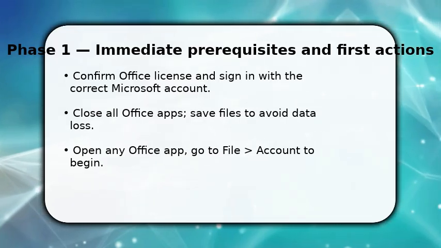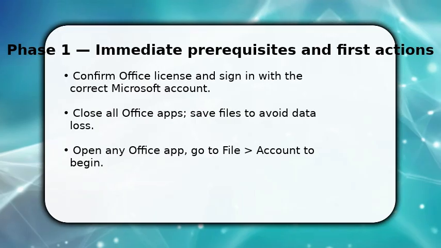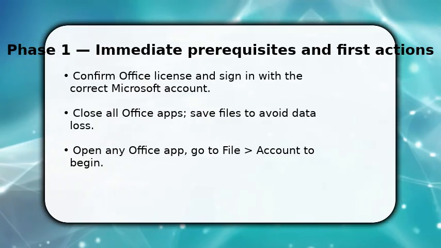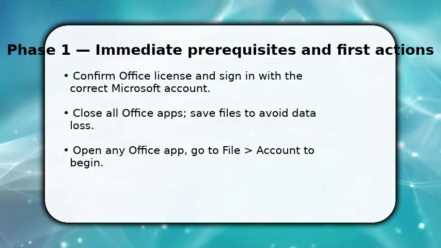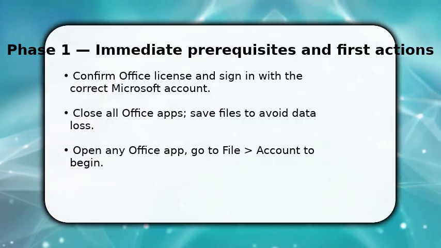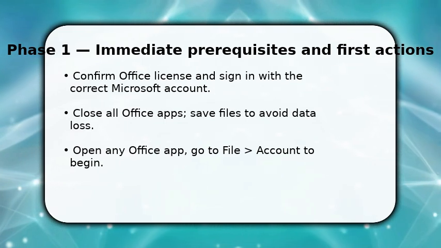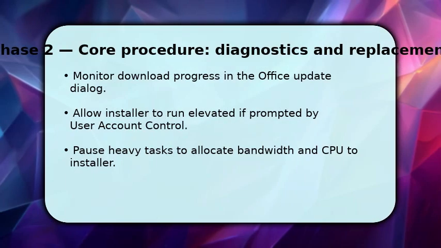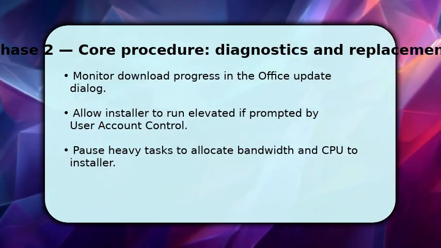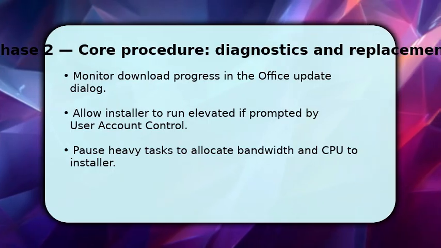You'll see Update Options. Click Update Options and choose Update Now to start. This triggers the Office Update service, which downloads and stages patches. Make sure your internet connection is stable before proceeding. You monitor download and install progress in the Office Update dialog. Keep that window visible so you can react if prompts appear.